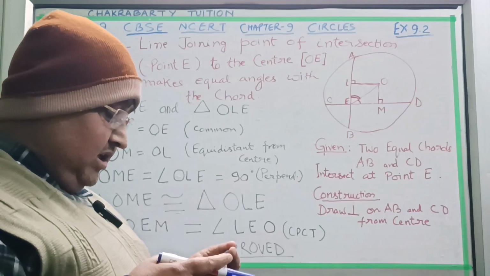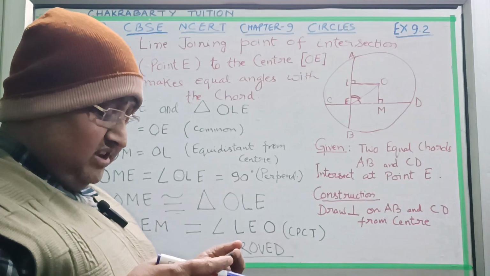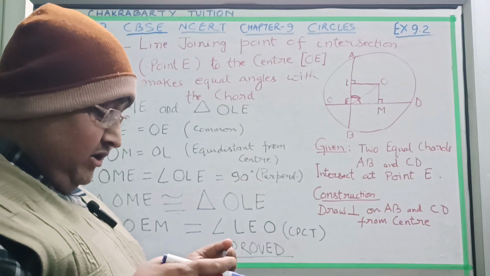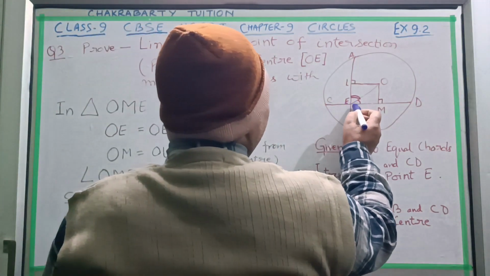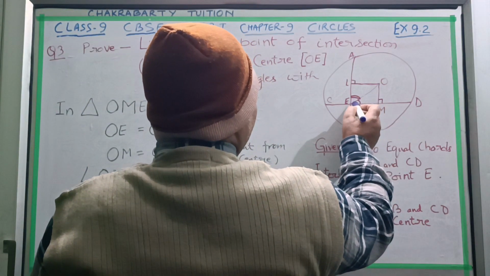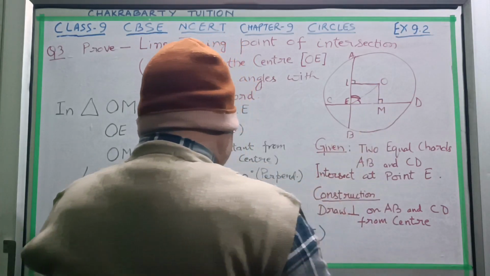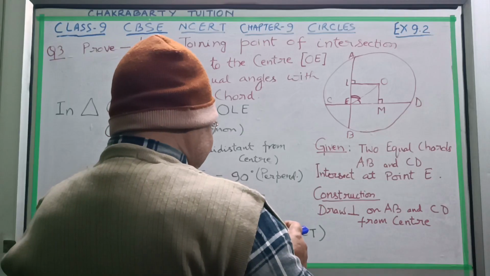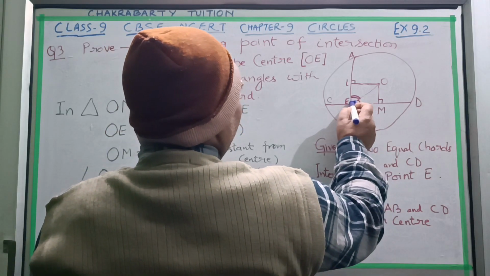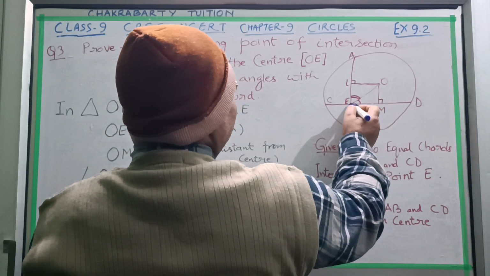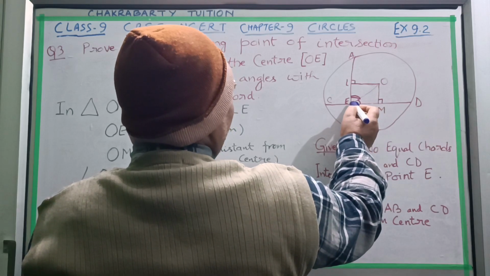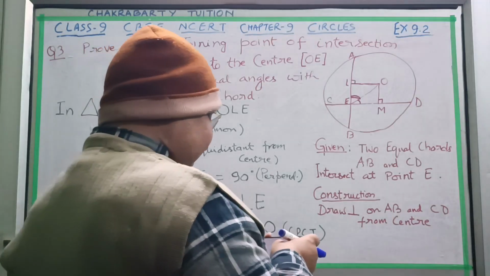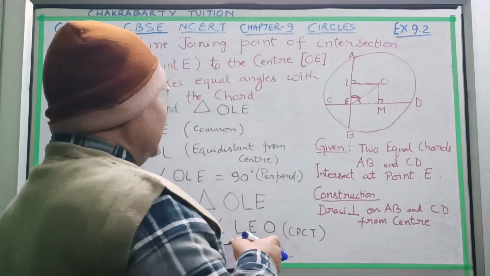Question number 3: if two equal chords of a circle intersect within the circle, prove that the line joining the point of intersection to the center makes equal angles with the chord. The line joining the point of intersection to the center is this line, EO.